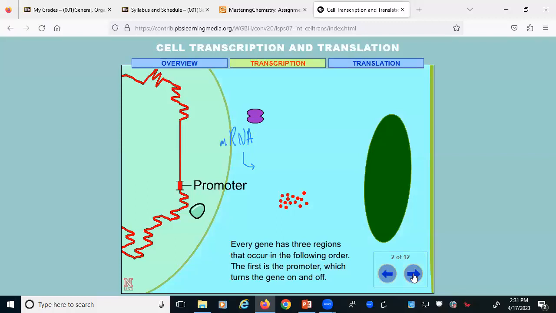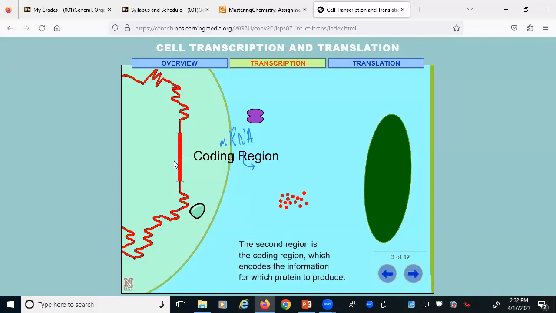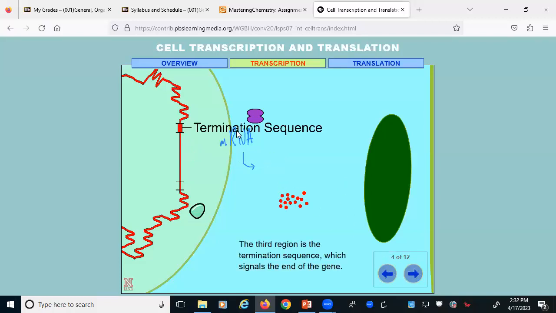In transcription, just giving us a little bit more fine detail here, we usually find some sort of active site on the DNA code itself that tells the enzyme where to hook on. That's called the promoter. The promoter is the part of the genetic code that turns the gene on or off. Then we have a coding region. This is the area that the messenger RNA is built from. And then there's what is called a termination sequence. And the termination sequence tells the enzyme, okay, stop here.